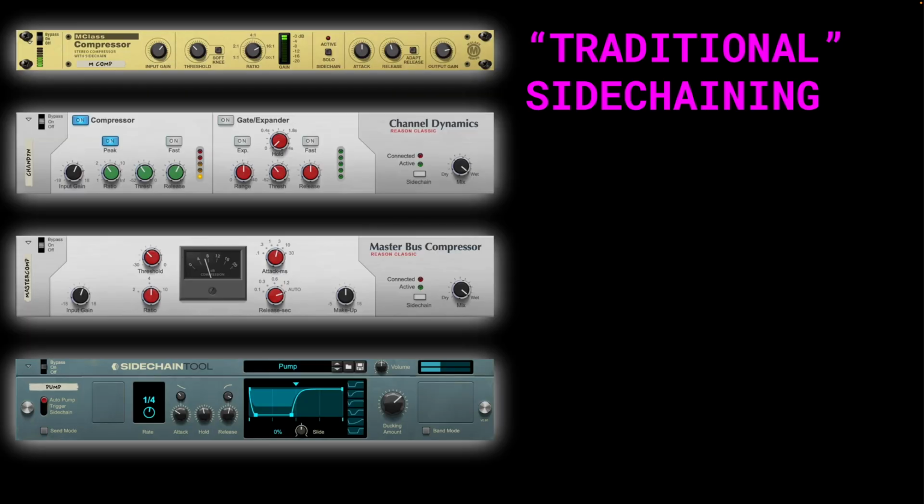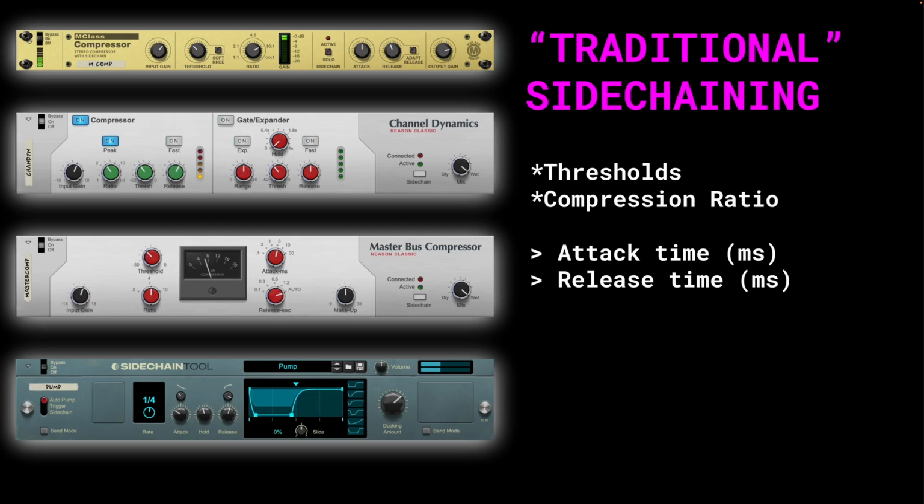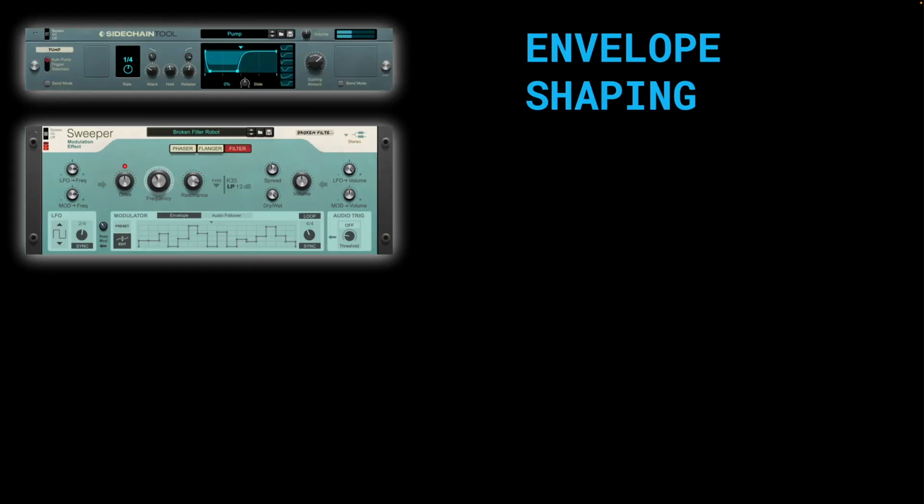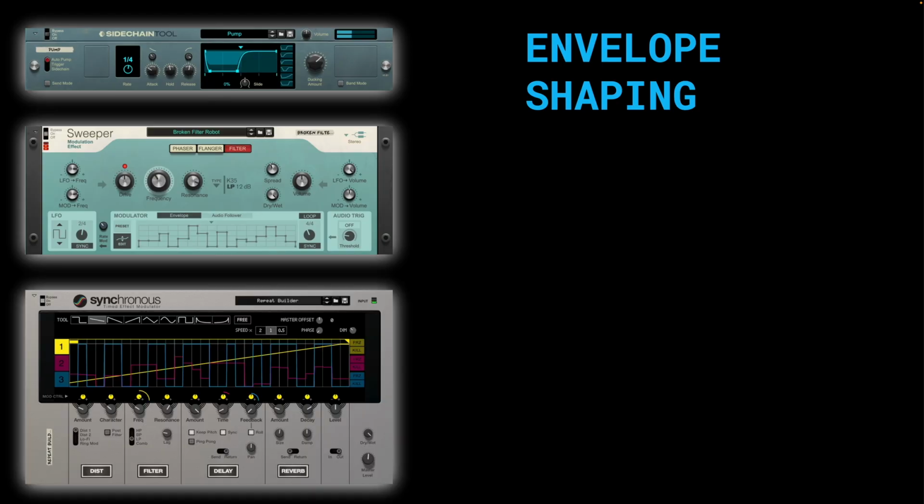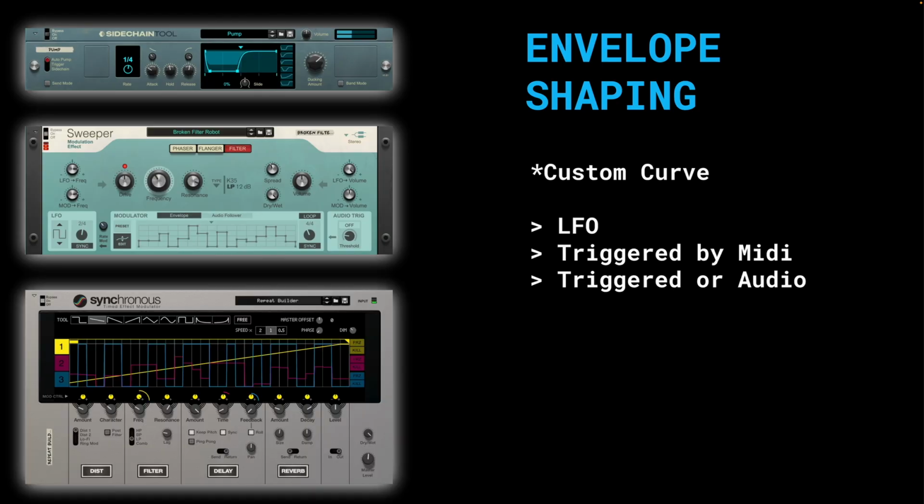Cool, so how does this all work? Well, let's briefly recap sidechaining. Traditional sidechaining involves a compressor, where you feed your kick or any other sound into the sidechain input of the compressor, and then from there you adjust the threshold, ratio, and attack and release times to taste. There is also envelope shaping, where you don't necessarily need a sidechain signal, because all you're doing is just shaping the volume of your track to a custom envelope, and this can be triggered by MIDI or with audio.